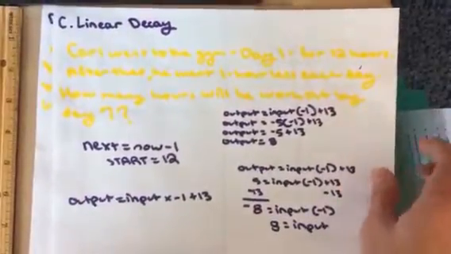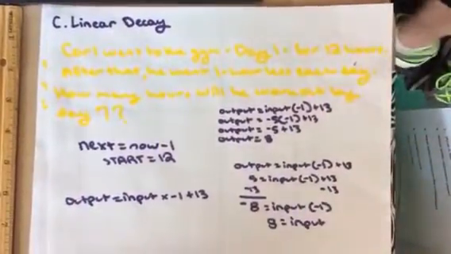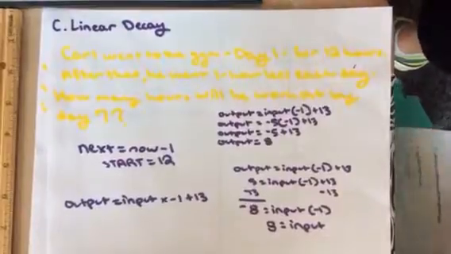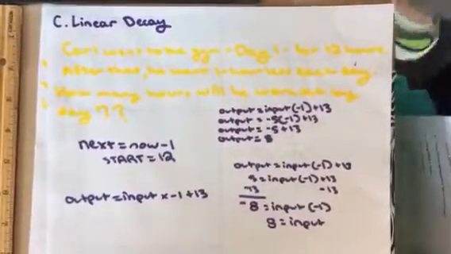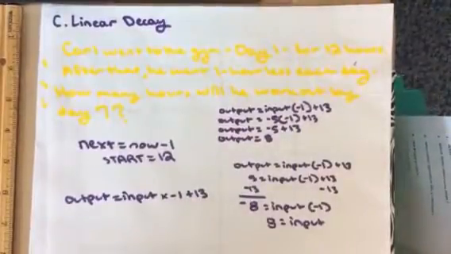Here's linear decay. Carl went to the gym day 1 for 12 hours. After that, he went 1 hour less each day. How many hours will he work out by day 7?